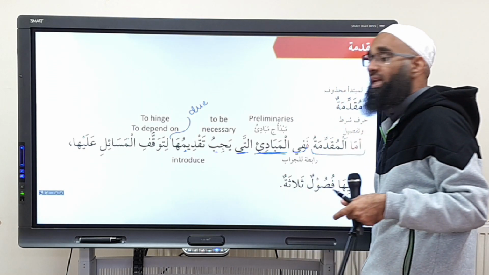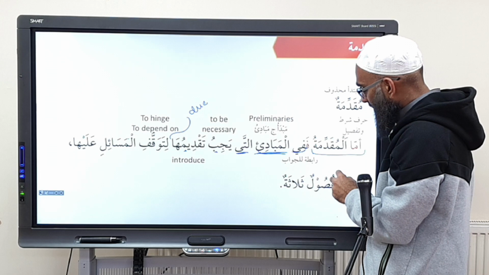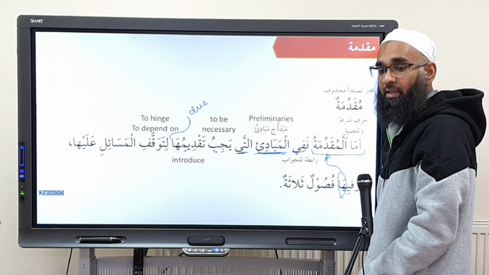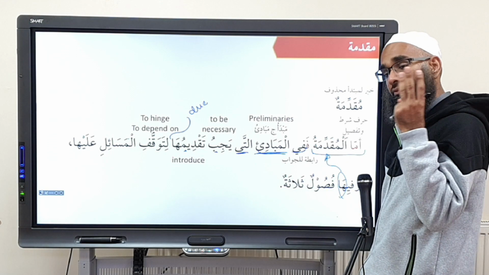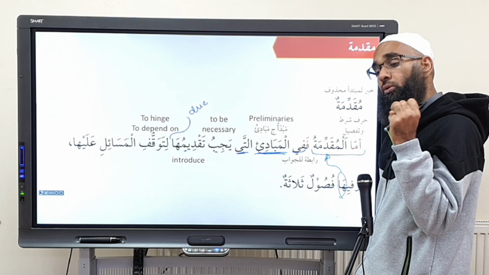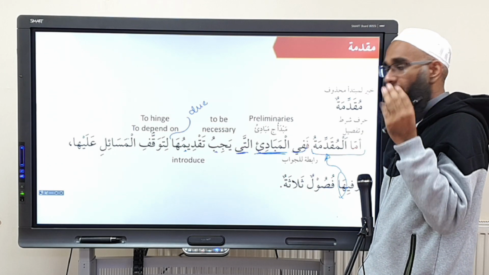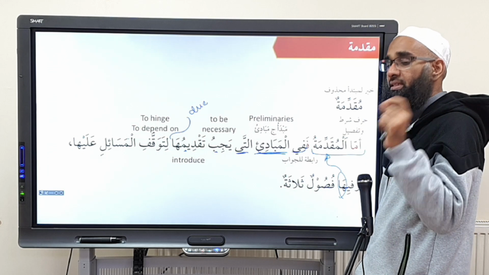Wa fiha fusulun thalathatun. And in it, Hazami refers back to al-muqaddimah. And in the muqaddimah, there are fusulun thalathatun. There are how many fusul? 3 fusul. Meaning, the 3 main points I need to discuss in this muqaddimah.